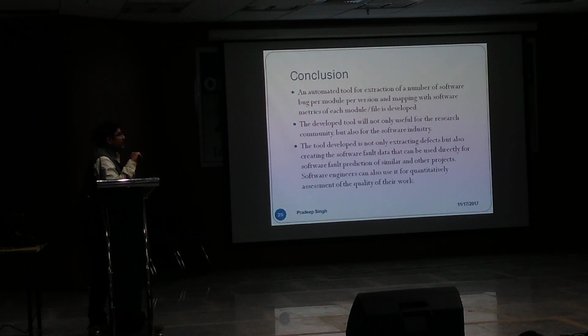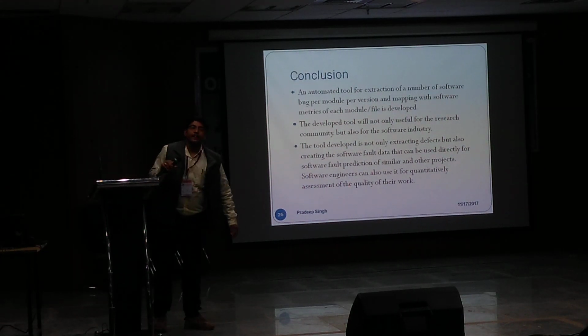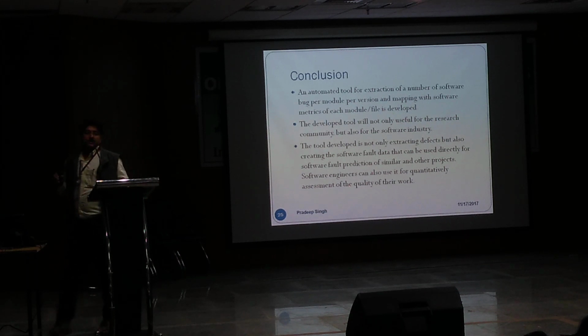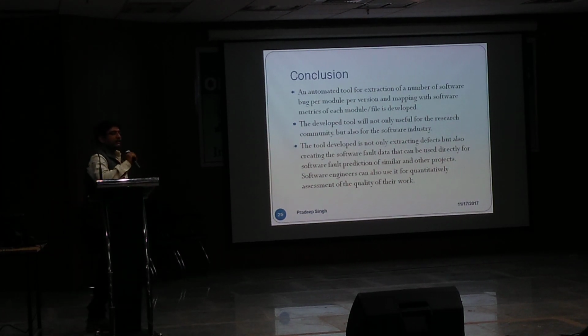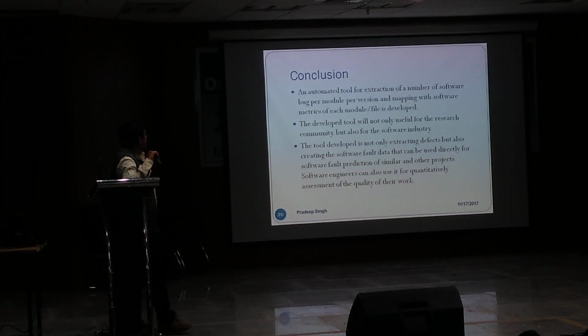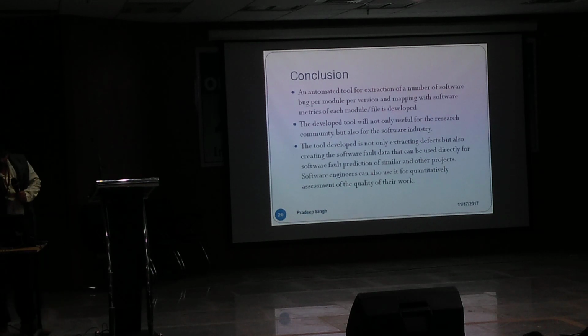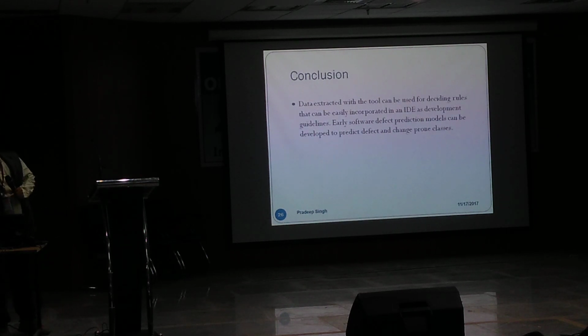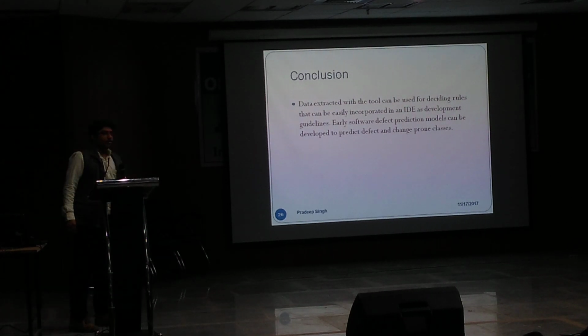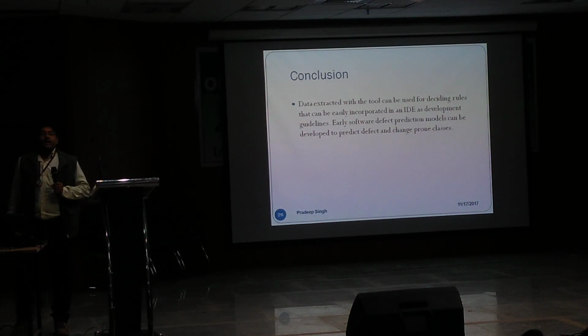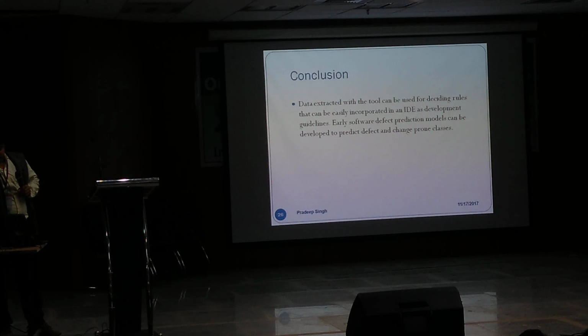Prediction can be done for different types of software, whether organic, semi-detached, or embedded. We can predict software faults for similar projects. So various types of study can be performed with this. Software engineers can also use it for a quantitative assessment of the quality of their work. This is what we are planning in future, and it will also help to enforce rules within the IDE, so during development they cannot go beyond a specific scope.